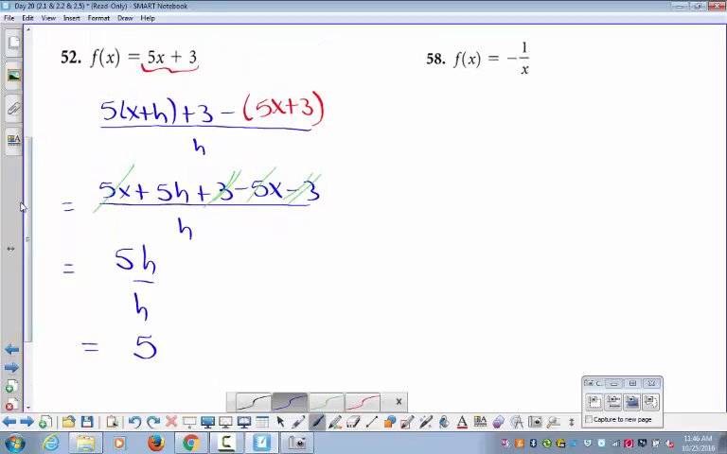So the difference quotient reduces to 5. What is the slope of that line? 0. What about this line up here, 5x plus 3? 5. And we got 5.